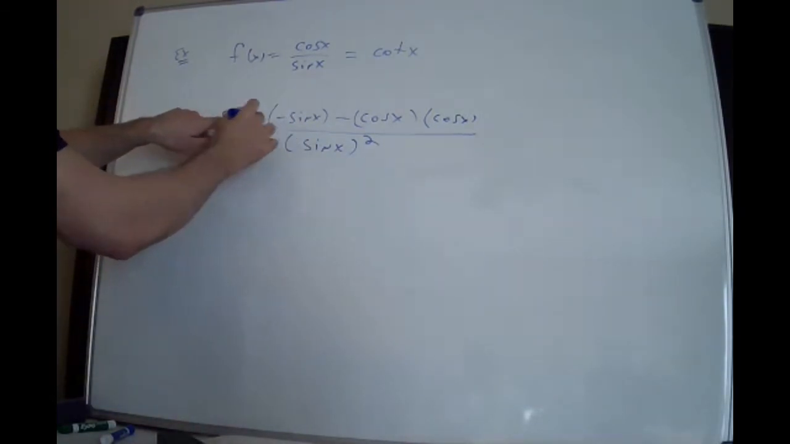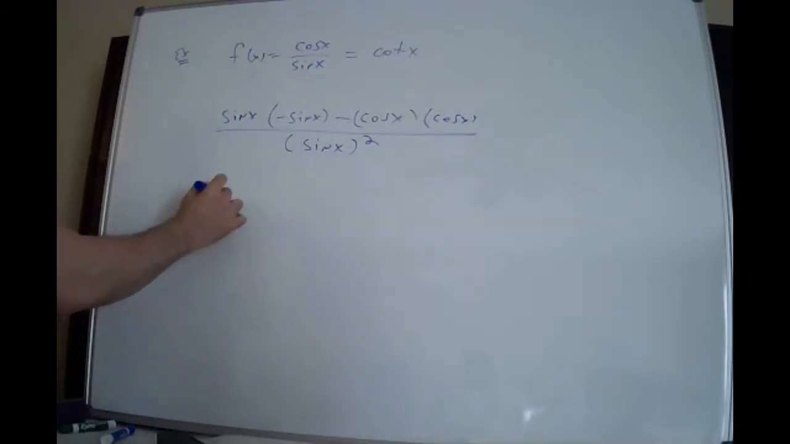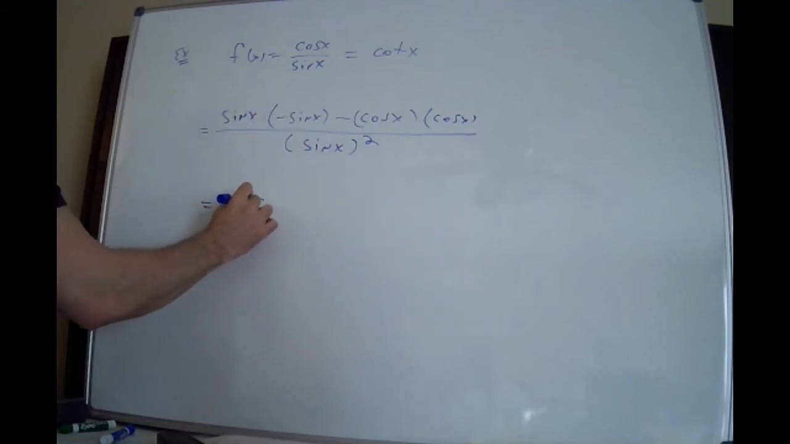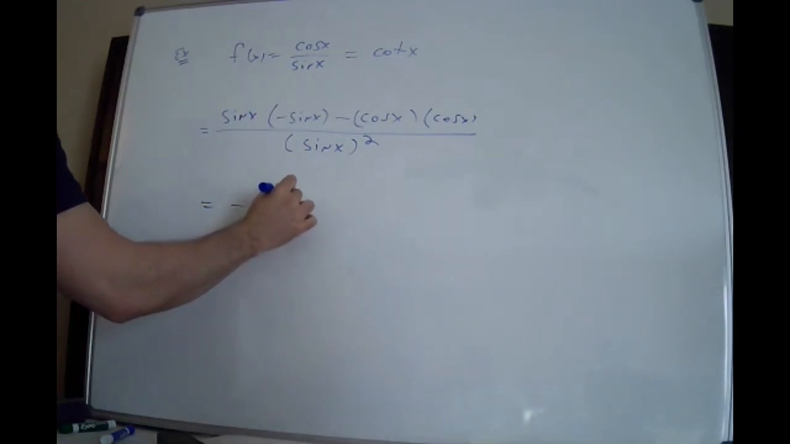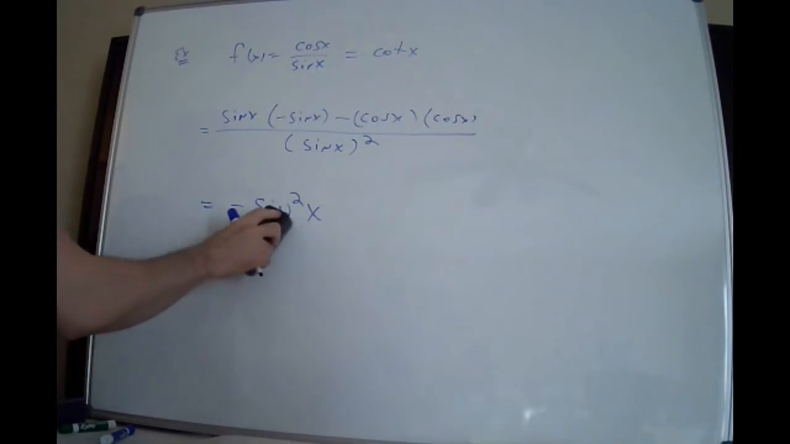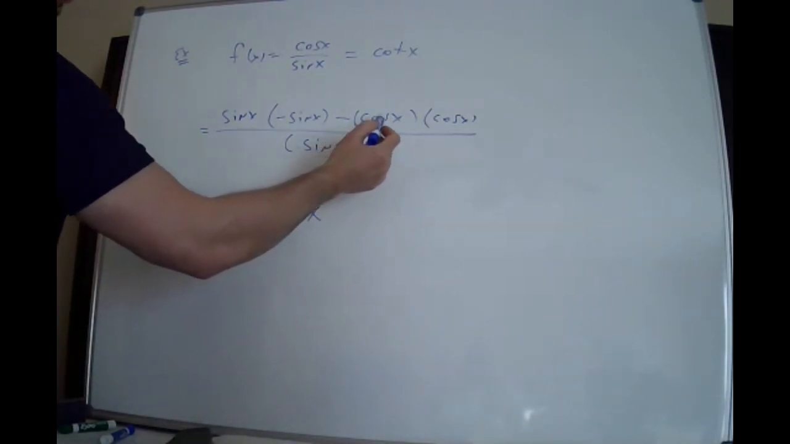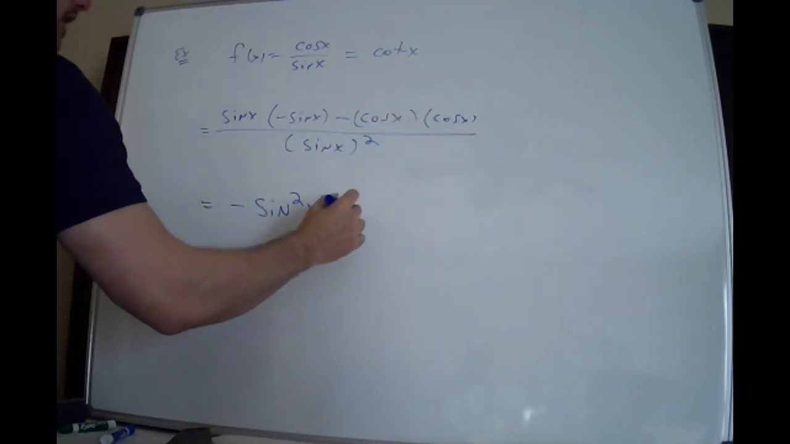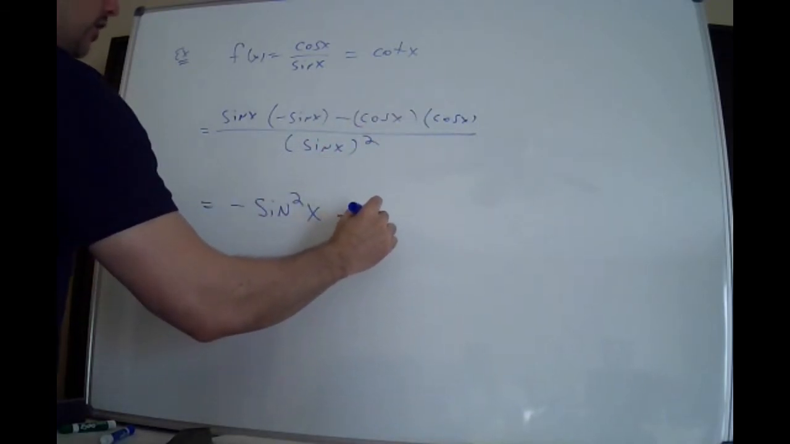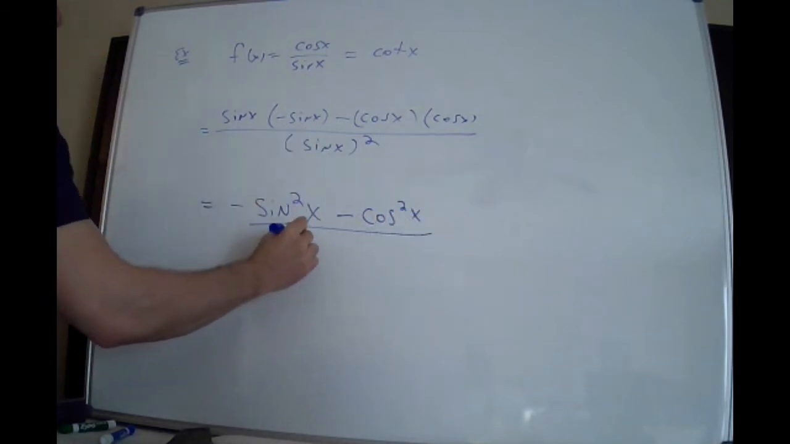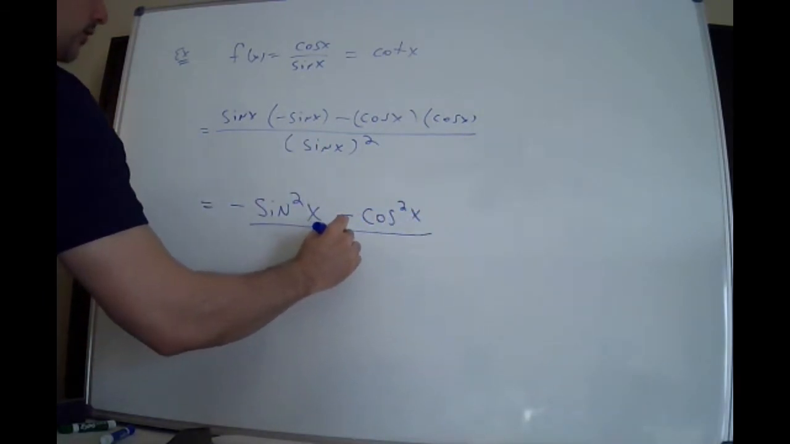So now I'm going to multiply these together. Look, there's a negative there. So I'm going to put the negative in the front. Sine times sine is sine squared x. My n looks a little funky there. All right? Now, same thing here. Cosine times cosine. The negative stays there. Cosine times cosine is cosine squared x. Now on the bottom, I'm going to write sine squared x.